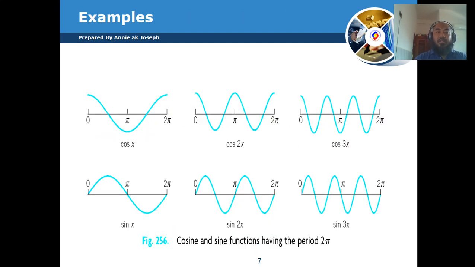Okay, so this is an example of the periodic function. We have cos x, cos 2x, cos 3x, and we have sine here like this, sine 2x, sine 3x. So cosine and sine functions have the period 2 pi. You can see here, from here to here is one period, and this one is also the same, from here to here, we still have the period 2 pi.